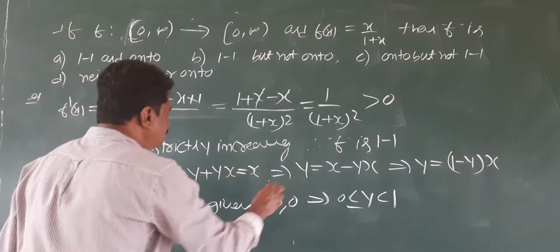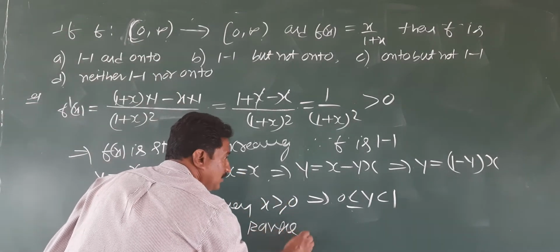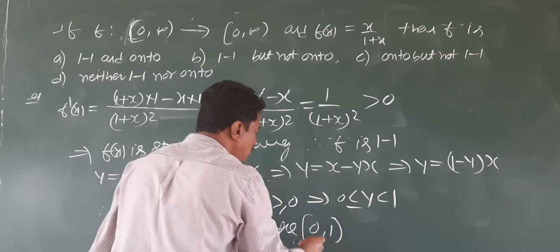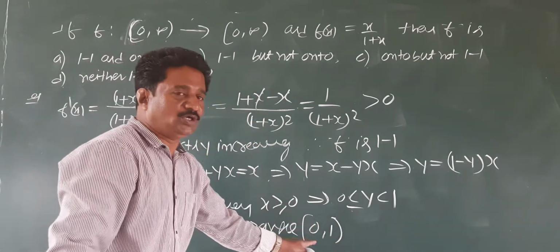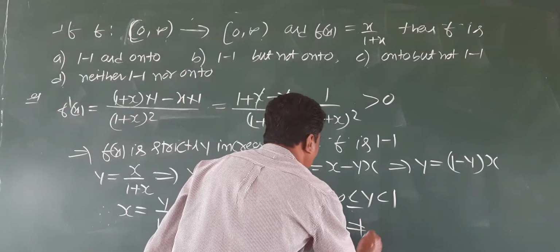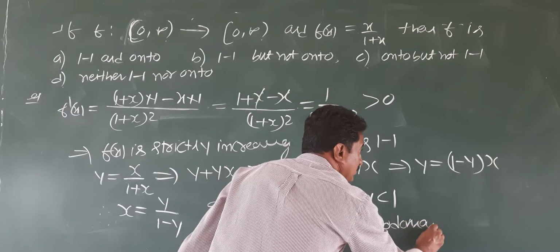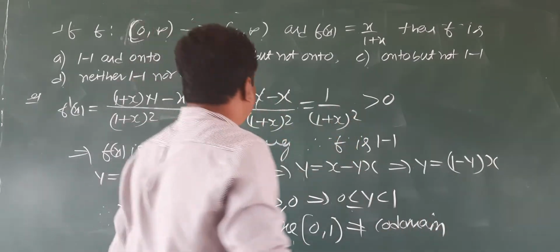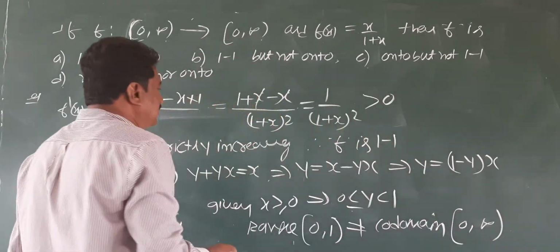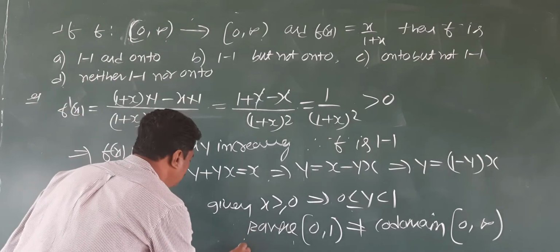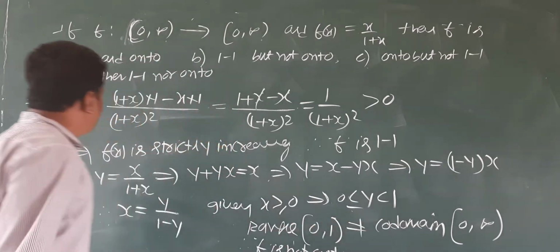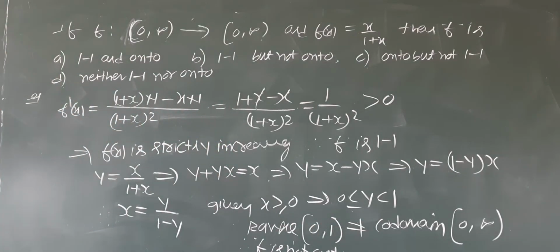So tell me, the range is 0 to 1. This side is closed, this side is open. Range is not equal to codomain, which is 0 to infinity. Therefore, f is not onto.